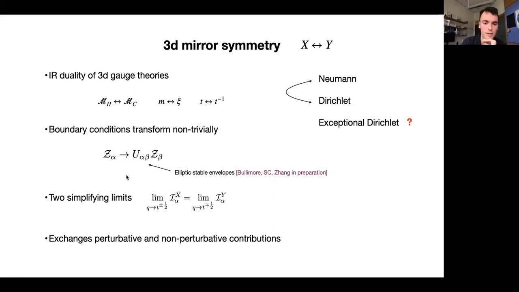But there's evidence that the exceptional Dirichlet boundary condition of theory X can be expanded in exceptional Dirichlet boundary conditions of theory Y, where the transition matrix is this so-called elliptic stable envelope. But in the Verma character limits, this transformation is particularly simple, and the U matrix series turns out to be diagonal, or at least we've observed this in some examples. So this means that in a fixed vacuum, the Verma characters of theory X can be identified with Verma characters of theory Y. And this exchanges perturbative and non-perturbative contributions, because in one of these limits only vortices survive, and in the other limit only the one loop piece survives.